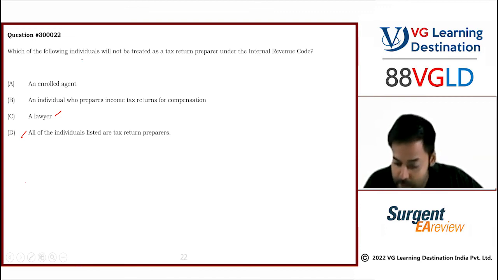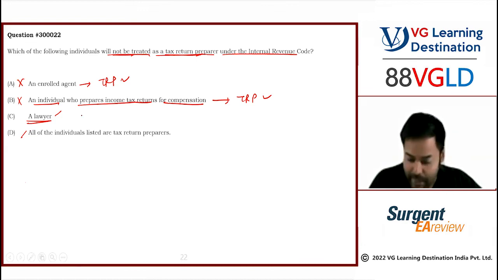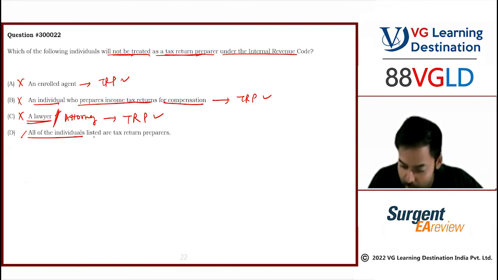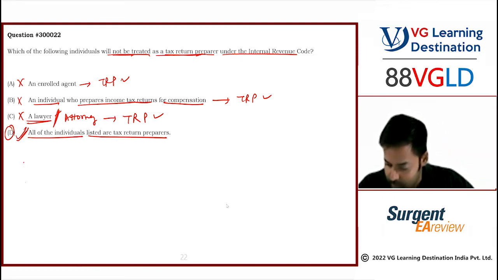Which of the following individuals will not be treated as a TRP under this? EA is a TRP, so not the answer. An individual who prepares the income tax return for compensation is going to be a TRP, so not the answer. Lawyer, guys, lawyer and attorney are pretty much the same thing. In the US we use them interchangeably, which is again a TRP, so not the answer. All of the individuals are TRPs. That's correct. Is that okay, Pooja?